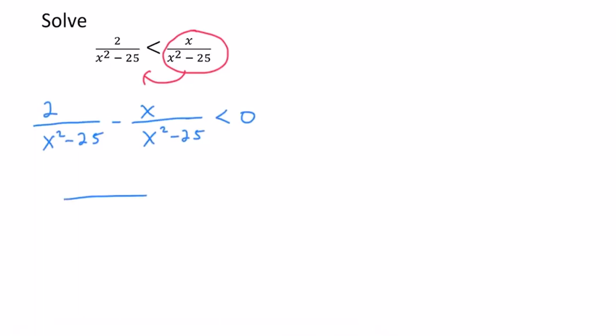Subtraction, so we need common denominator, and here we already have common denominator, which is x squared minus 25. So the numerator is 2 minus x, and this is less than 0. So we need to set the numerator equal to 0 and solve. Set the denominator not equal to 0 and solve.